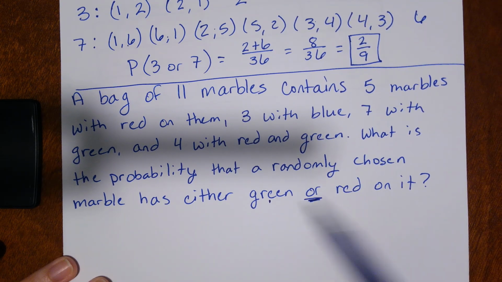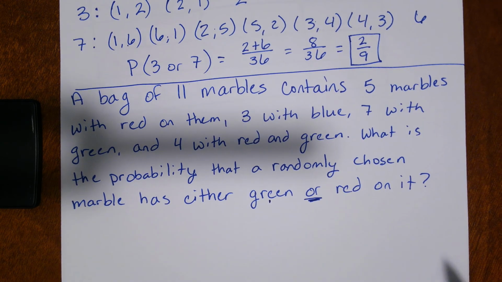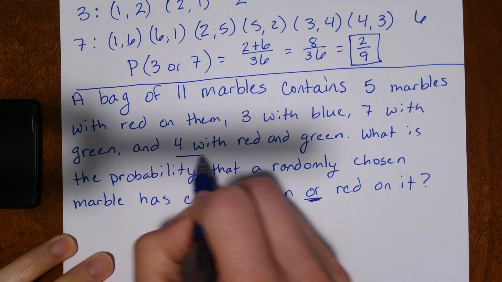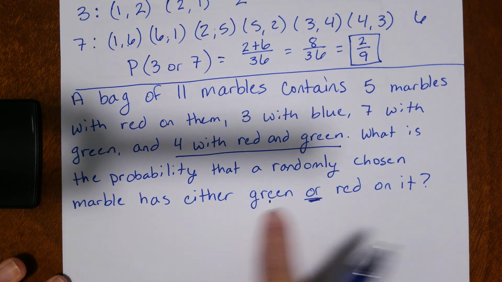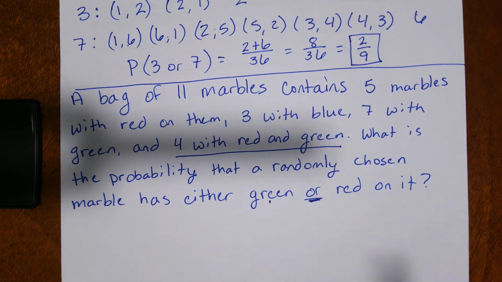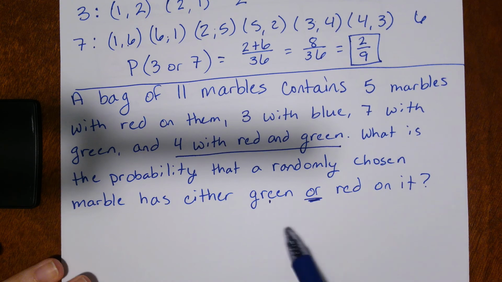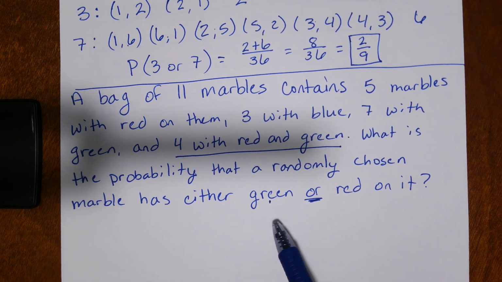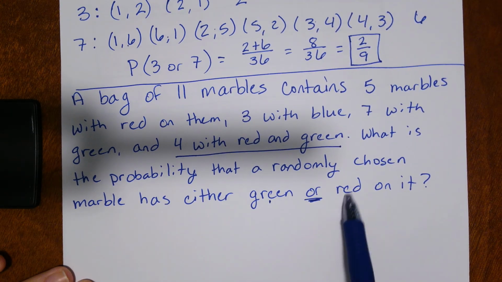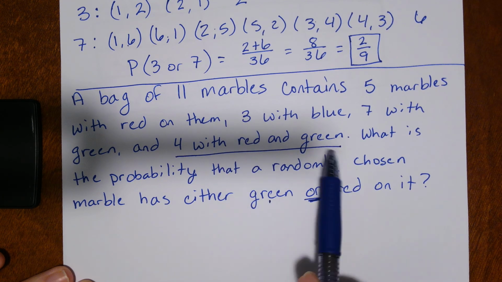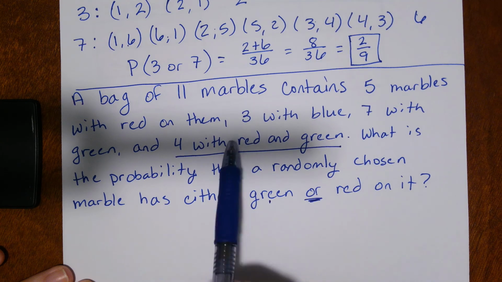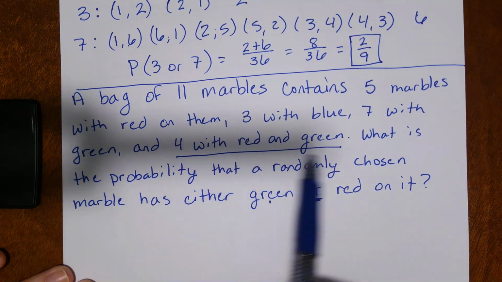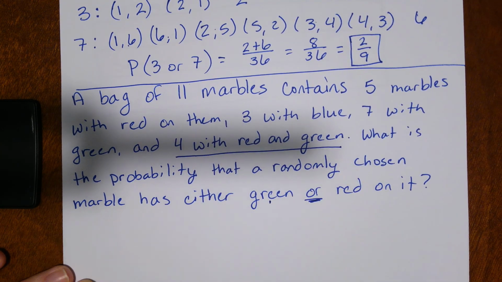So are these 2 events mutually exclusive? If we come up here, it says 4 with red and green on it. That's kind of a dead giveaway that these 2 events aren't mutually exclusive. So what does that mean in other words? There are marbles where both of these events occur. It has both red and green on it. So these 2 events are not mutually exclusive. Obviously, there's some overlap, so we have to account for that overlap.